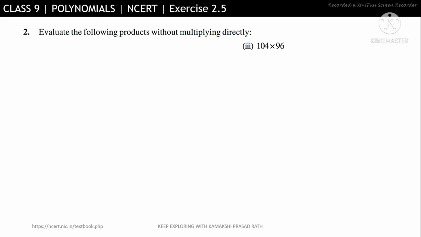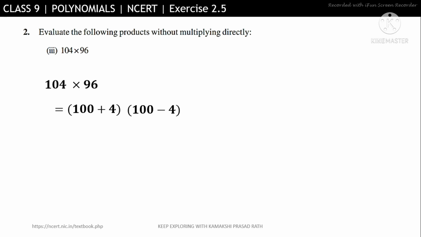Moving on, another question. Now see here, 104 into 96. When you have a question like this, you can see 104 can be written as 100 plus 4 and 96 can be written as 100 minus 4. See here, we are using the numbers in such a way that our calculation becomes easy, right? Here we have same terms, here also same terms, but the sign is different. So this gives us the identity (a plus b) into (a minus b). Same terms are there, one is addition, one is subtraction.